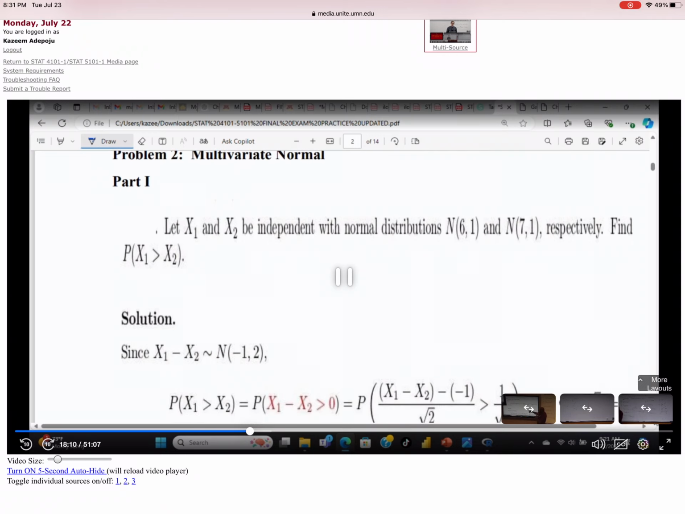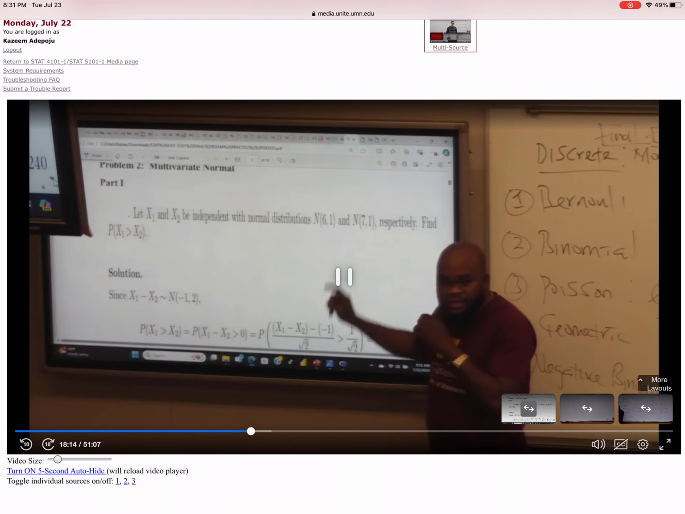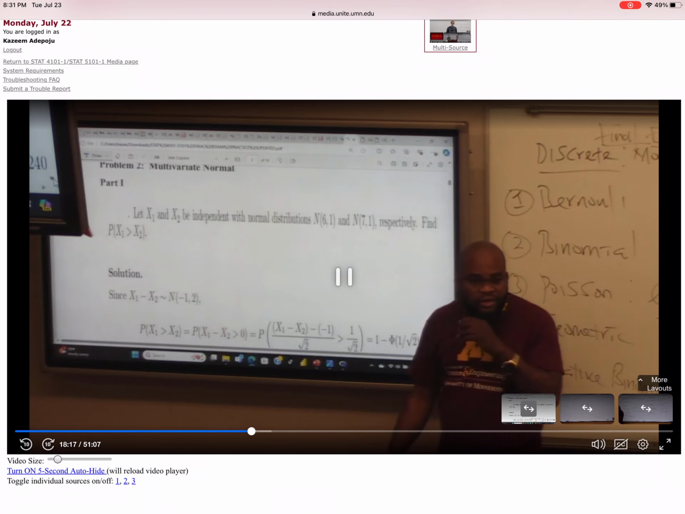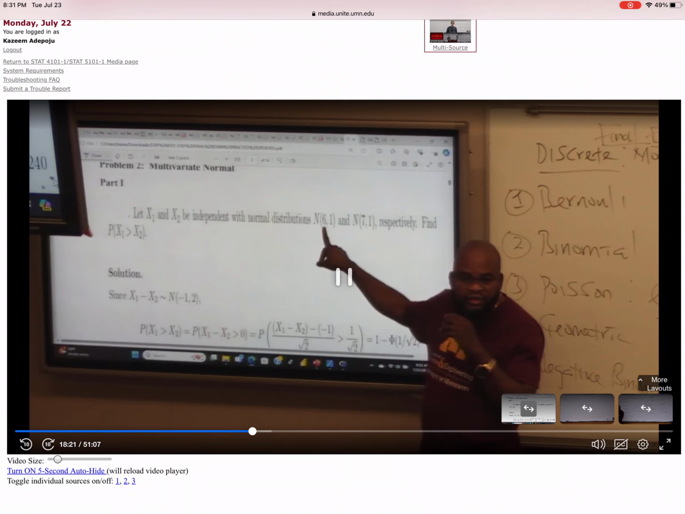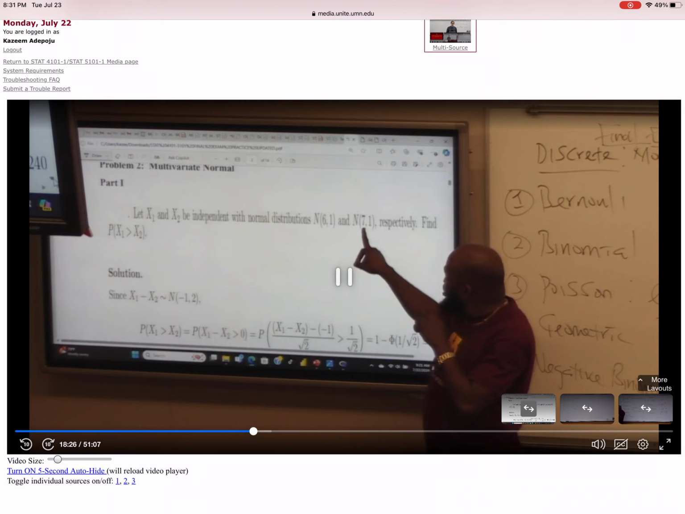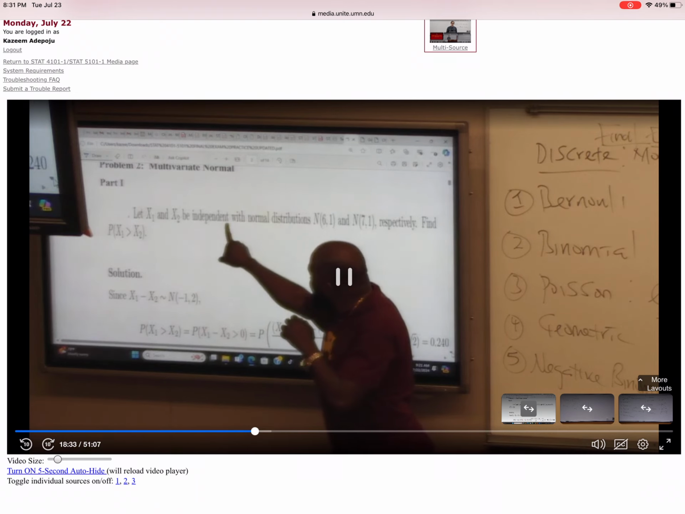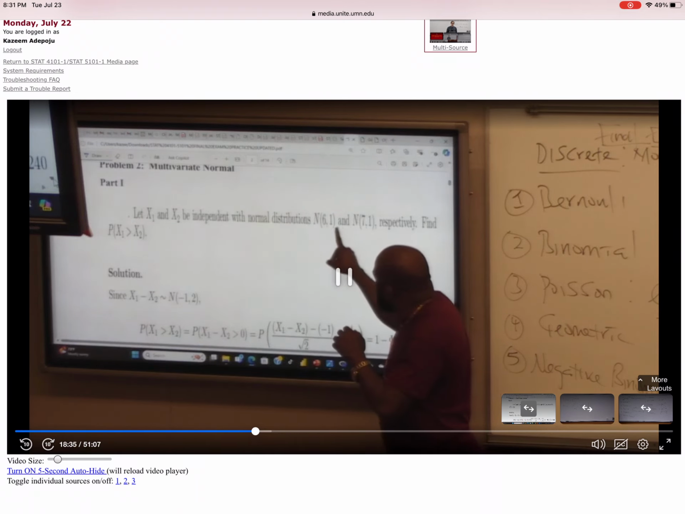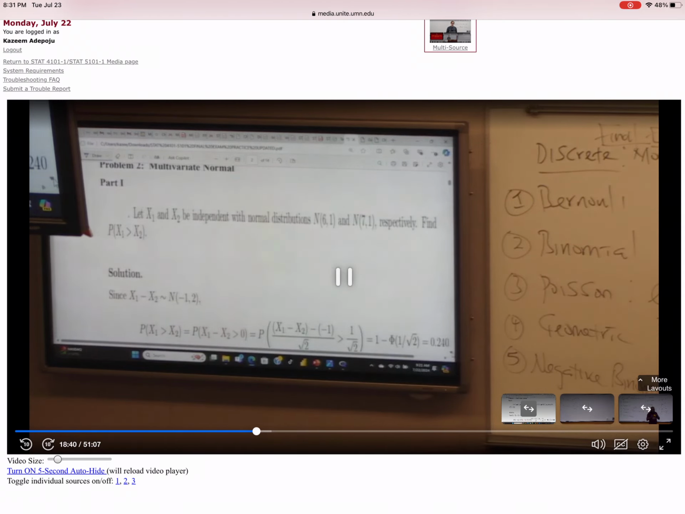Let X1 and X2 be independent with normal distributions. Whenever they give you something in this way, you know what I'm trying to tell you? Okay, mu1 is 6, sigma 1 squared is 1. And mu2, they've given you mu2. If you take a look at X1 and X2 being independent, it means this one is for the X1 and this one is for the X2, because they mention "respectively." Does that make sense? And at times you can see that in listing form.